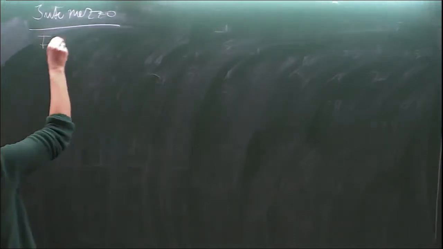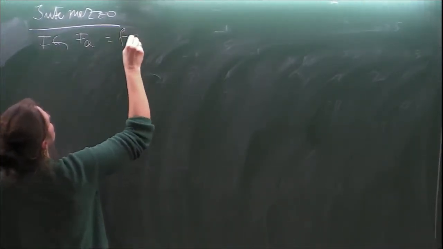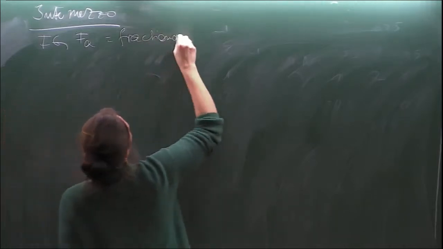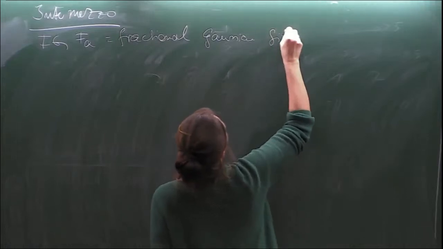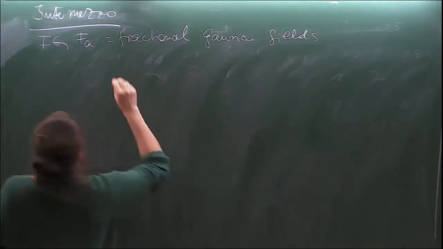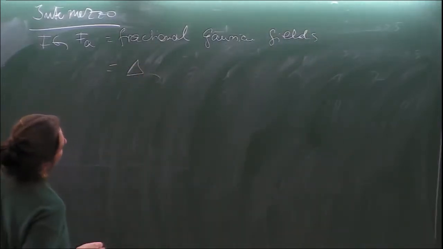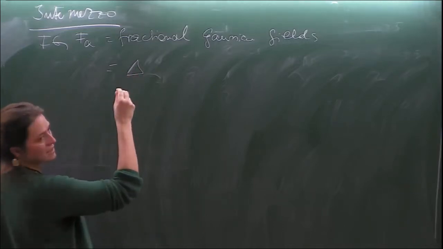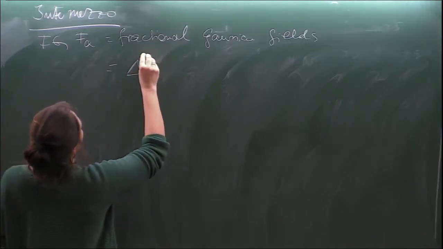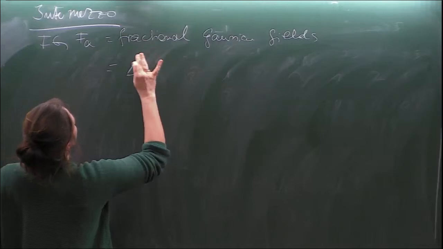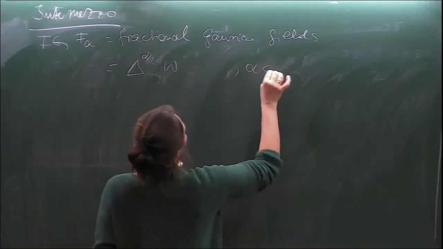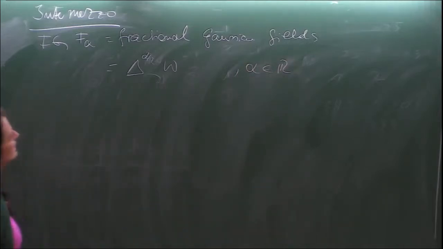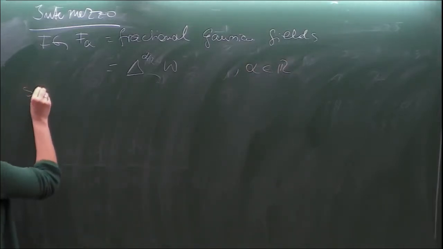So into these fractional Gaussian fields, which are formally denoted, as in the review article of Sheffield, Lodhia et al., by Laplacian to the alpha over two applied to white noise, where alpha is some parameter. And special cases we encountered.